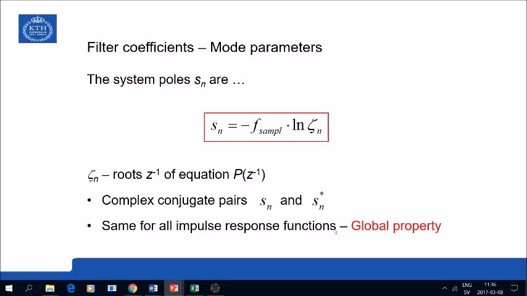It will be found in all observation points. The same set of poles will be found in all observation points. There is only one exception to this rule, and that is if we have observation points on a nodal line of a mode, then the pole of this particular mode will not be found.